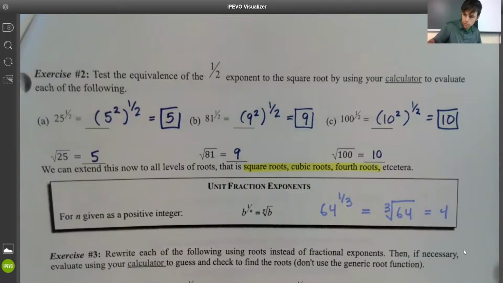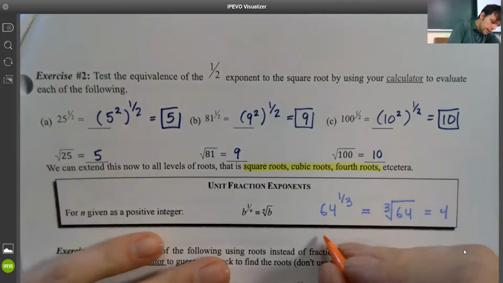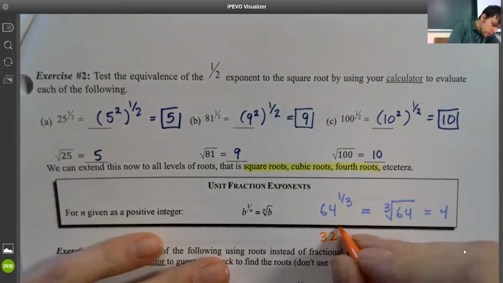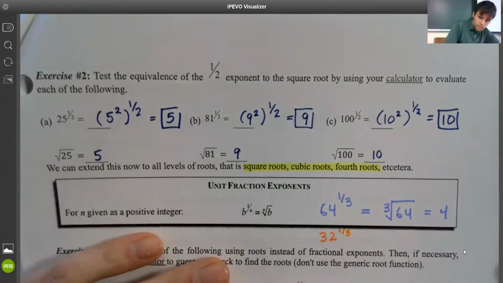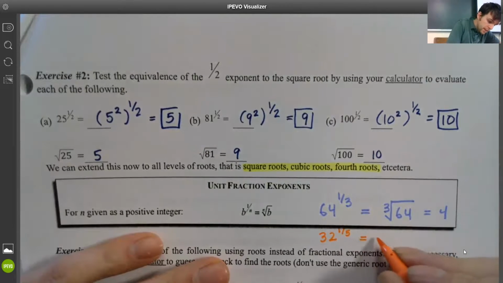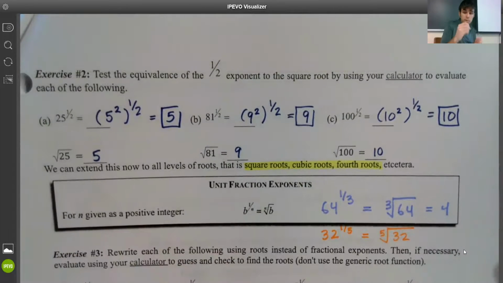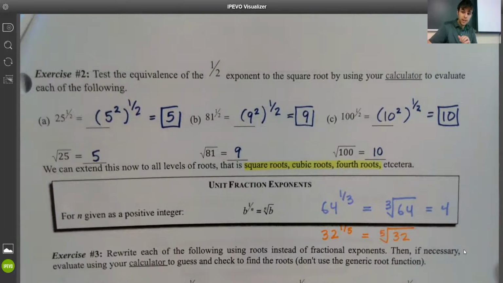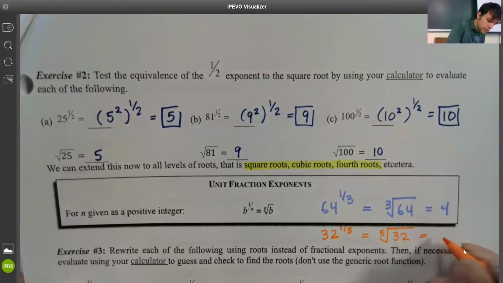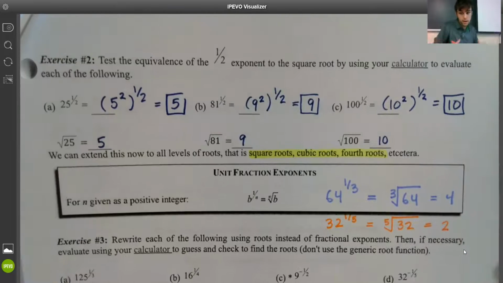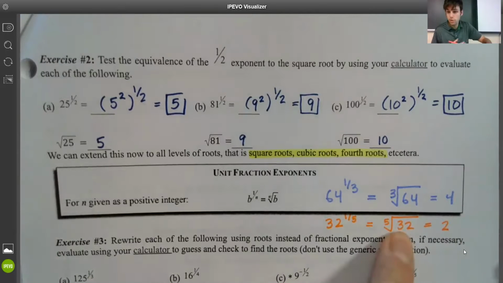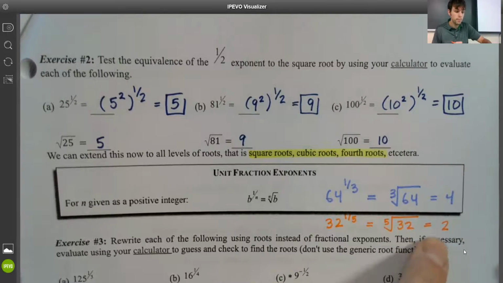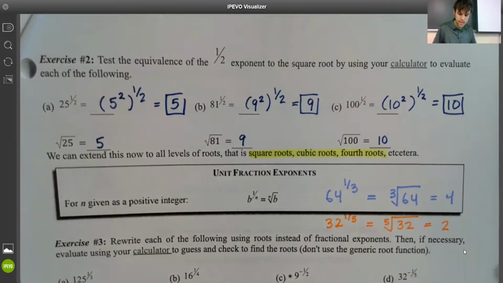Another example, just quickly write this one down. Let's say we're doing 32 to the 1/5 power. That's the same thing as taking the 5th root of 32. What number multiplies by itself 5 times to give us 32? Turns out that number is 2. Now, not all roots or radicals like this are going to have nice whole number answers like we came up with there. In fact, most numbers will give decimals.